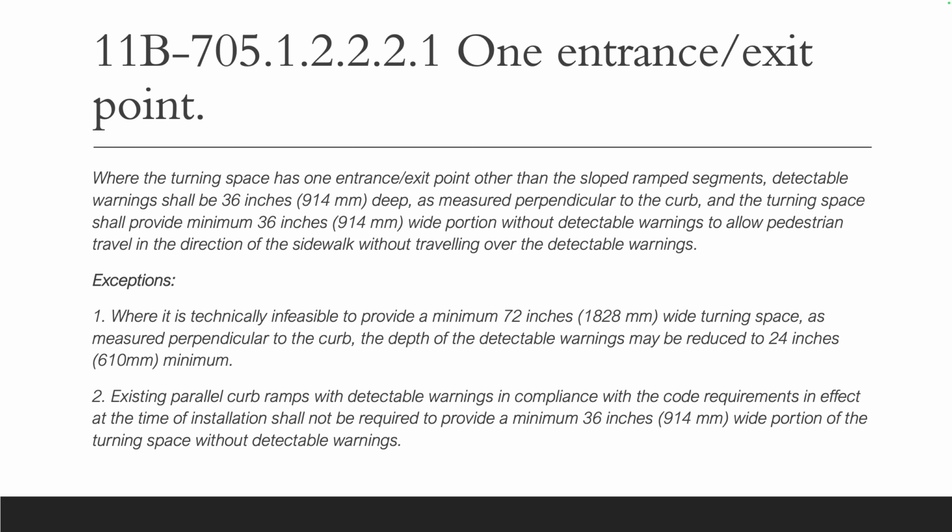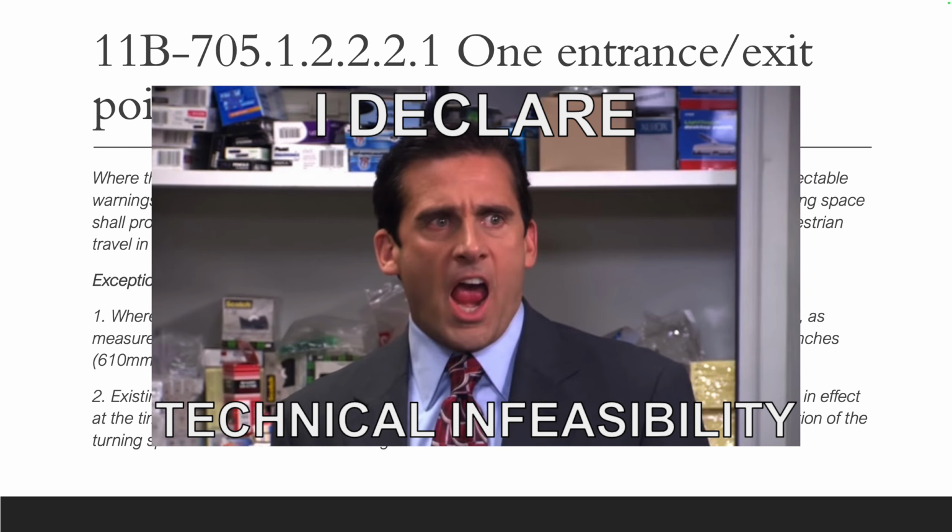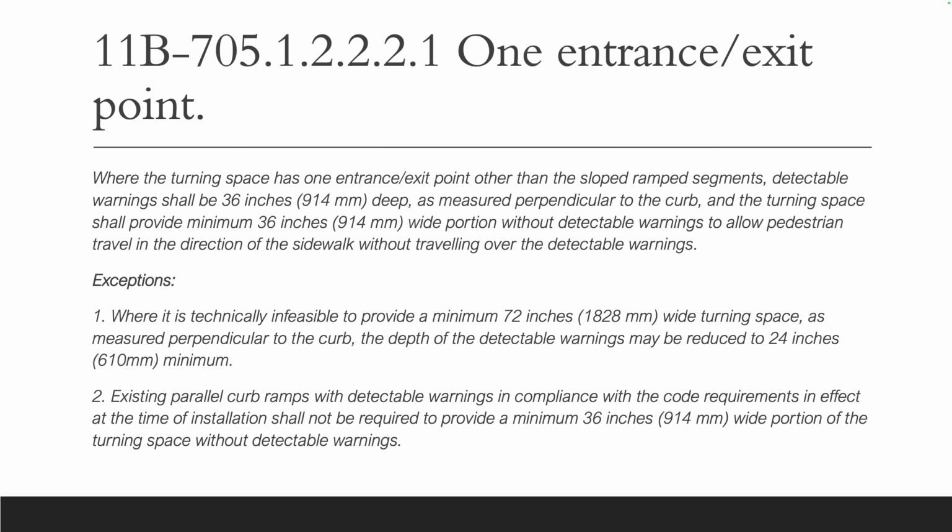There are a couple exceptions. One is a technical infeasibility, where if it's technically infeasible to provide minimum 72-inch wide turning space, you can reduce the depth of your detectable warnings down to 24 inches deep. Reminder, you can't simply declare technical infeasibility. Technical infeasibility is something that you have to get approved by your local authority having jurisdiction. So that's probably your local building department. And if you do get that technical infeasibility approved, get it in writing.